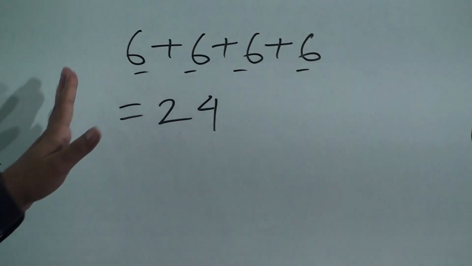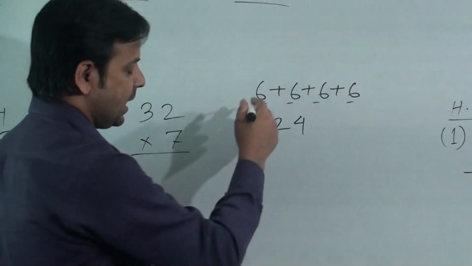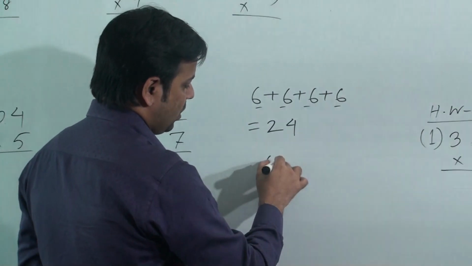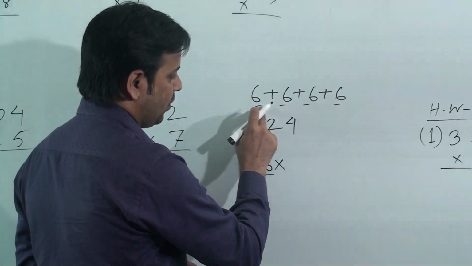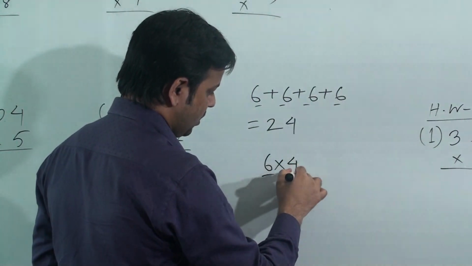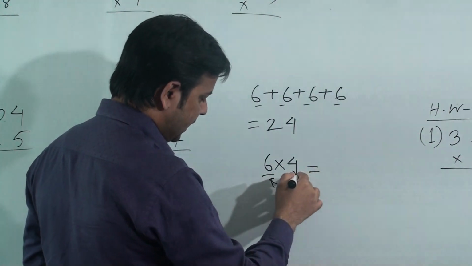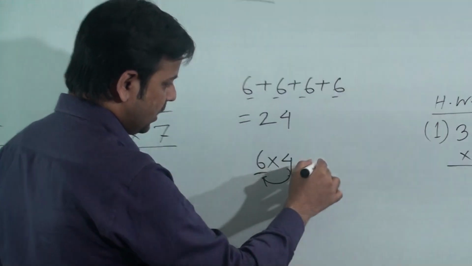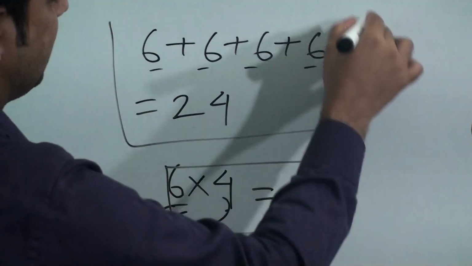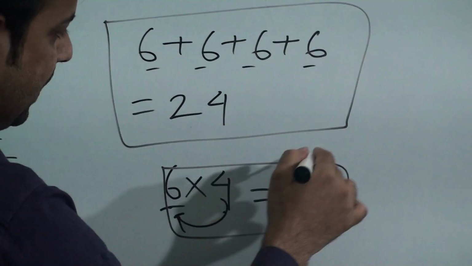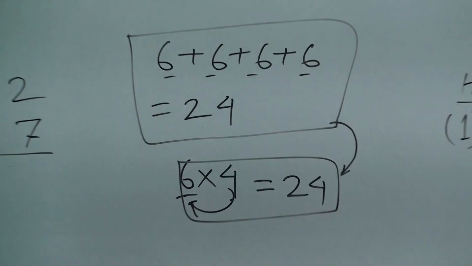Now this addition we can express in short. We have to write the number at first, then we'll write how many numbers there are here: 1, 2, 3, 4. 4. So if we multiply 6 by 4, we'll get the product. 6 fours are 24. This is multiplication and this is addition. So we can say this multiplication is the short form of addition.